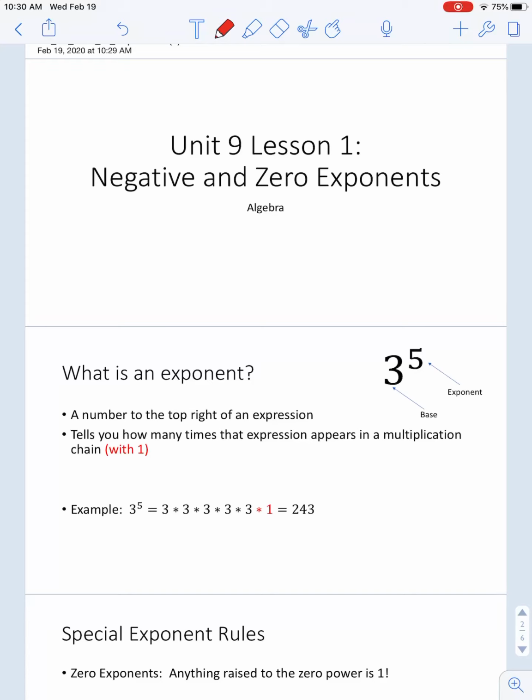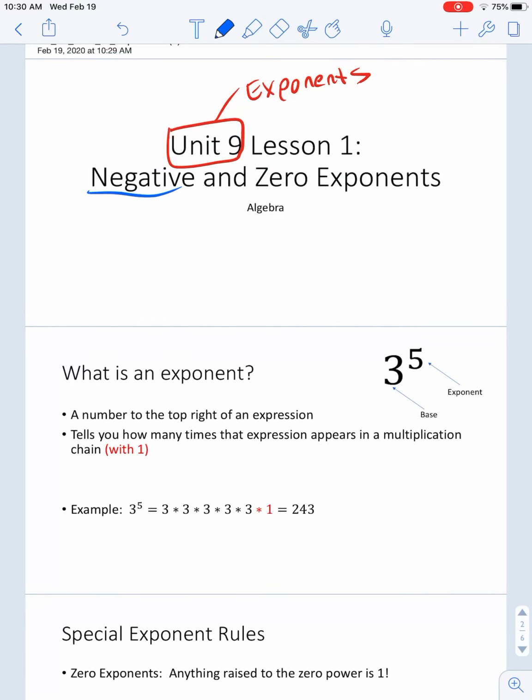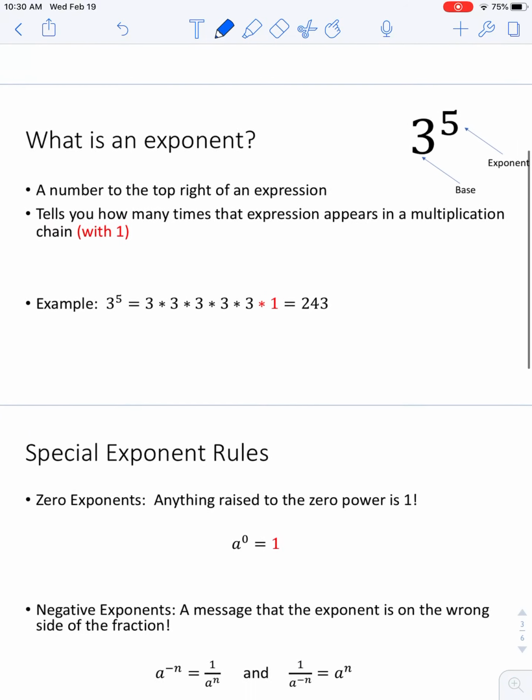Alright, this is a video lesson for Unit 9, Lesson 1, which is negative and zero exponents. So Unit 9 is all about these guys that we call exponents. We're going to talk in the next page about what an exponent is. But there's lots of rules that go with exponents, and the first two we're going to learn about are the negative and zero rules.